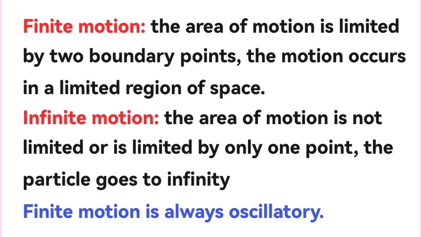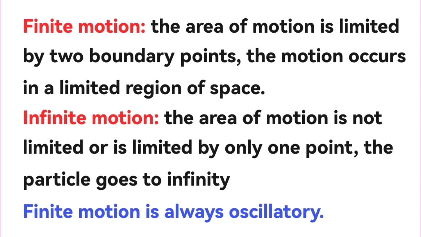One-dimensional motion can be finite or infinite motion. If the area of motion is limited by two boundary points, then the motion occurs in a limited region of space. Such motion is called finite. The limited region of space in which finite motion occurs is called a potential well.